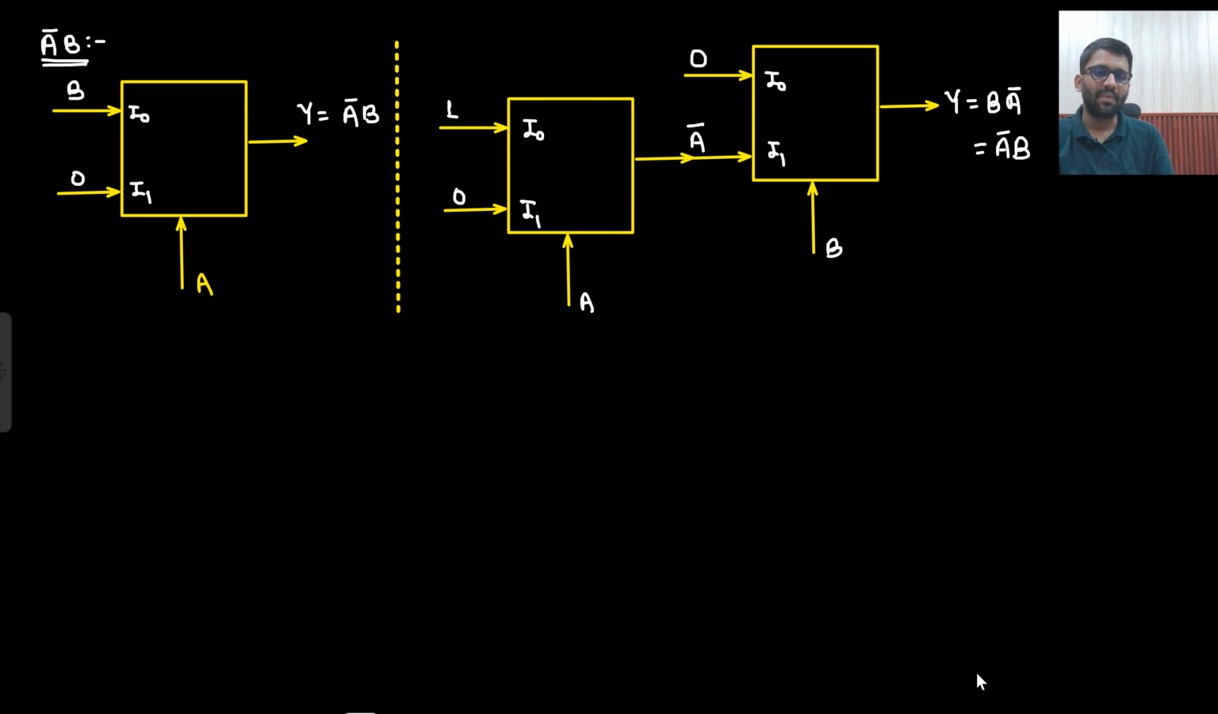So if I need to make A bar B, then what is a better design for me? This is the better design for me, because here I have to use two MUXes. And how do I decide which is the better design for me? I need A bar. In my design I need A bar.